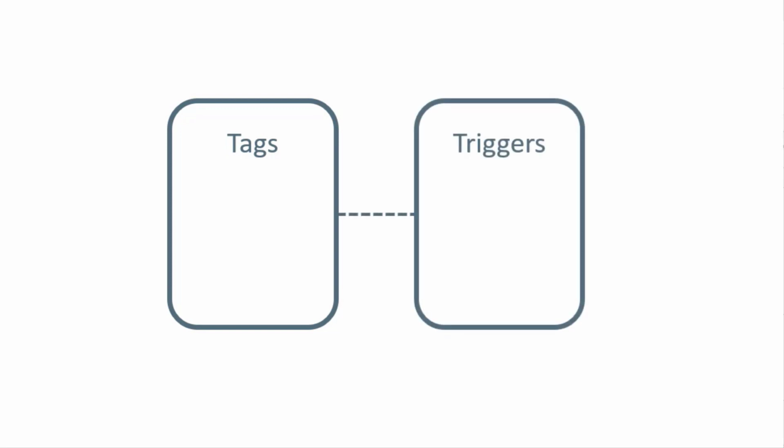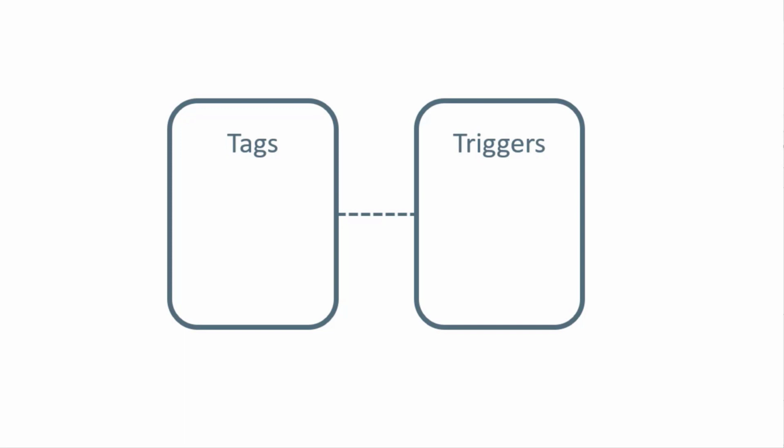Then there are triggers. Triggers are conditions when you want your tags to fire. So if, for example, you want to activate your Google Ads conversion tag when a visitor signs up for your newsletter, that is a trigger. Other examples of triggers might be a page view, a click of a certain button, when a visitor scrolls for more than 25% of your page, and so on.